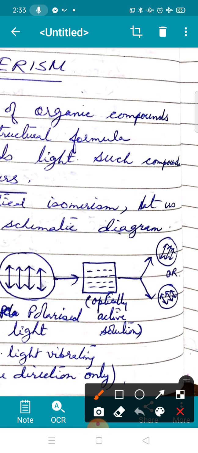That means if one of the compounds out of the two is rotating the light towards right through a certain angle, call it specific angle of rotation, then the other will rotate the light towards the left but through the same angle. Suppose here the degree of rotation is plus 30 degree, then this will be minus 30 degree for a pair of isomers.